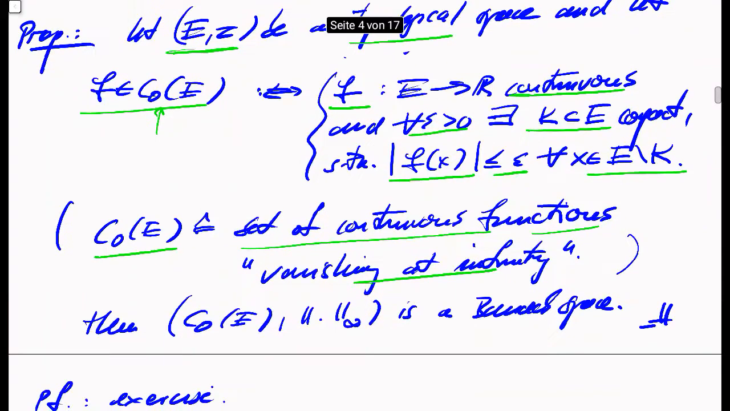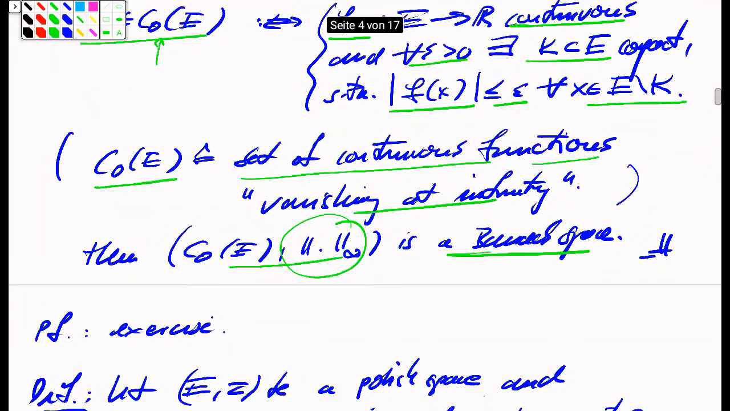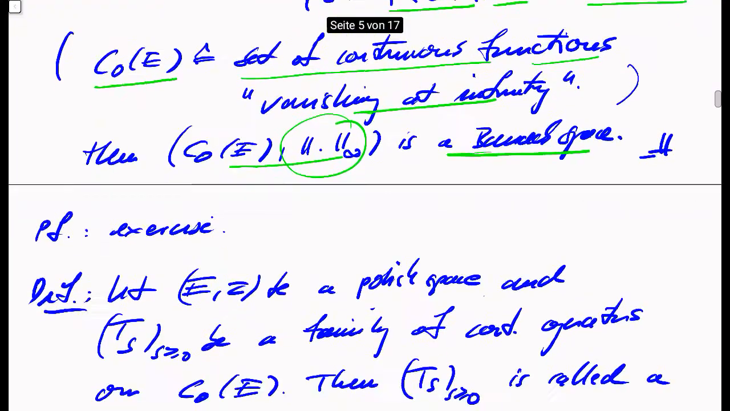Okay, so therefore we call the functions which lie in this set the functions which vanish at infinity. And then it's an exercise to show that if we equip this collection of functions with the supremum norm, this again is a Banach space. It's a subset of the bounded measurable functions, but it is a closed subset of this, and it's therefore also a Banach space.